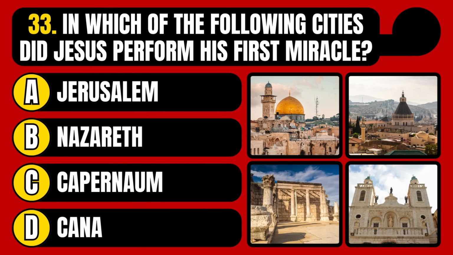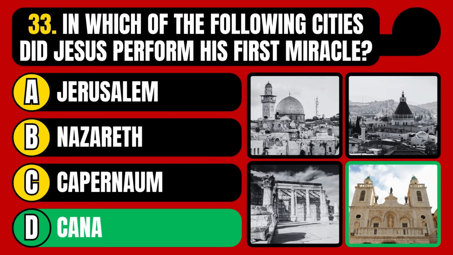In which of the following cities did Jesus perform his first miracle? Jerusalem, Nazareth, Capernaum, or Cana? The correct answer is option D, Cana.